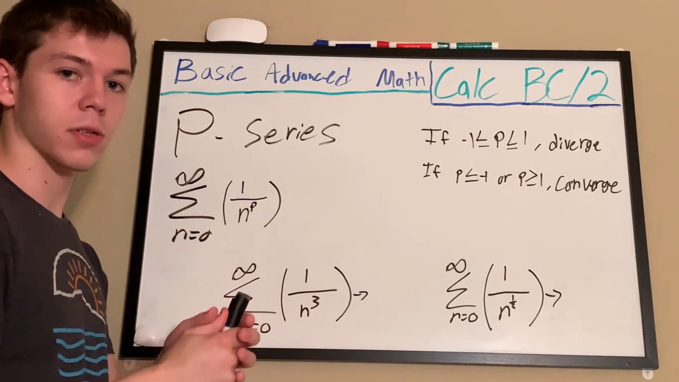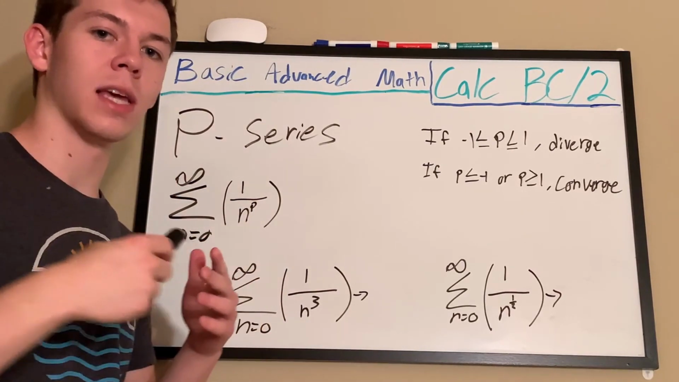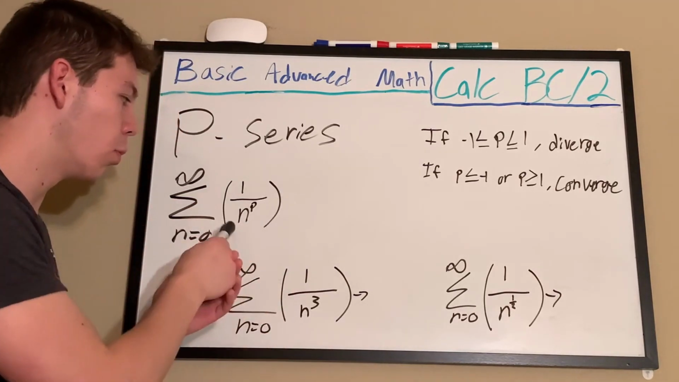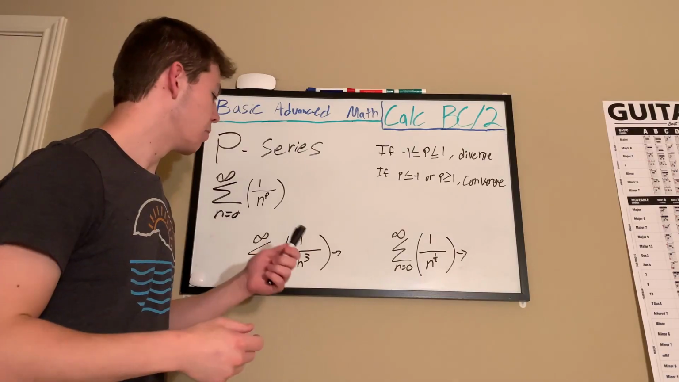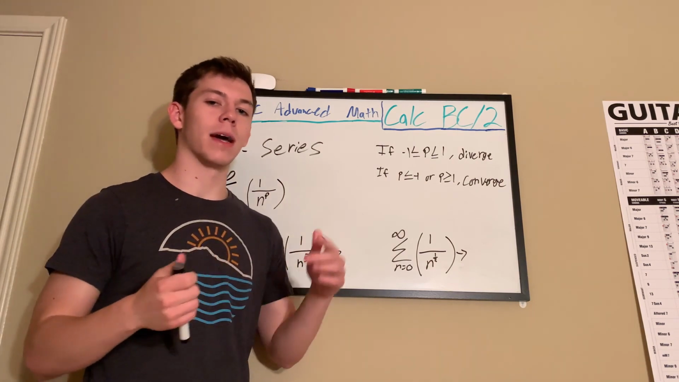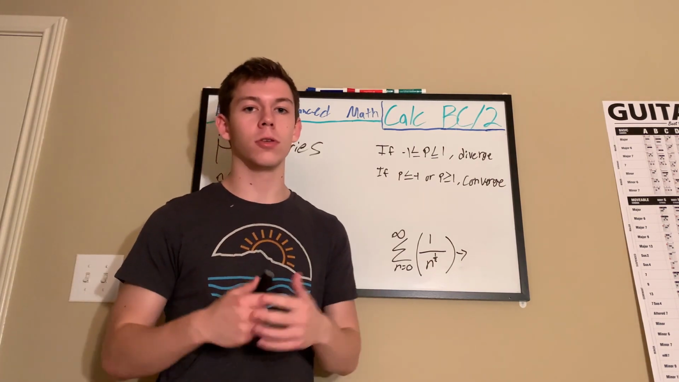Now what a P series looks like, obviously the series symbol is the same. The series symbol is going to look the same for every single series that we do. However, the P series is in the form of 1 over n to the P. It will always be in this form. However, it could be written in slight different variations. You just got to be able to get it back to this form. If you can get it into this form, then you can solve whether it diverges or converges.